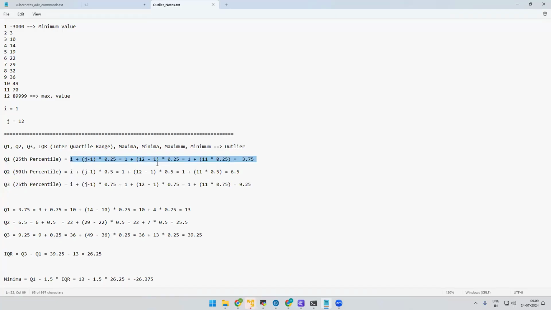Sir, how do you get that value of I and Q? Again, you're going back to the same thing. The first index value is I, and the last index value is J. These are the actual values.